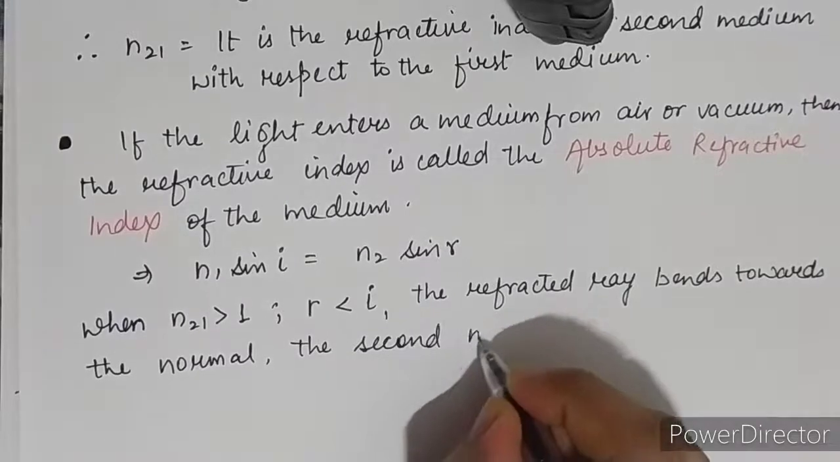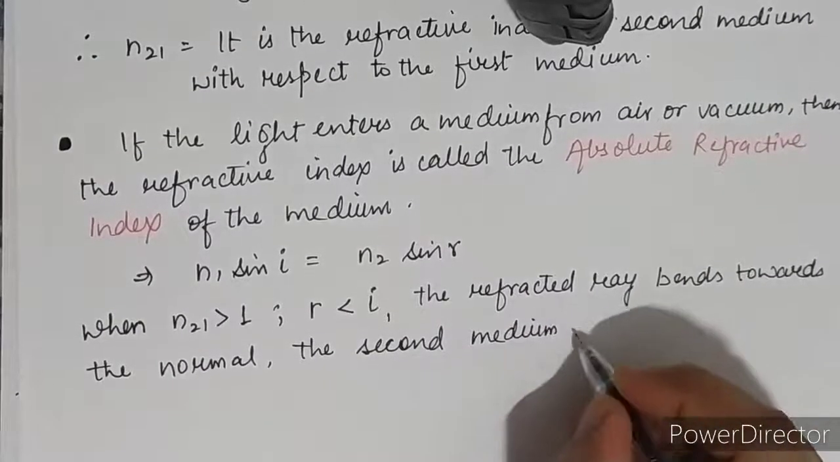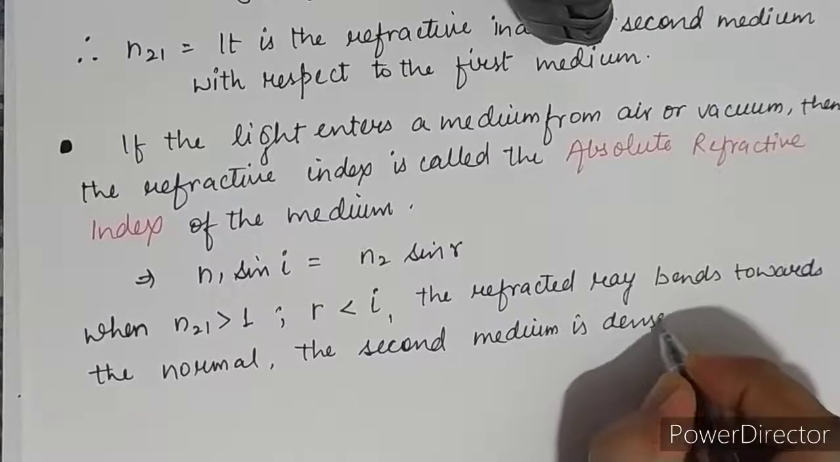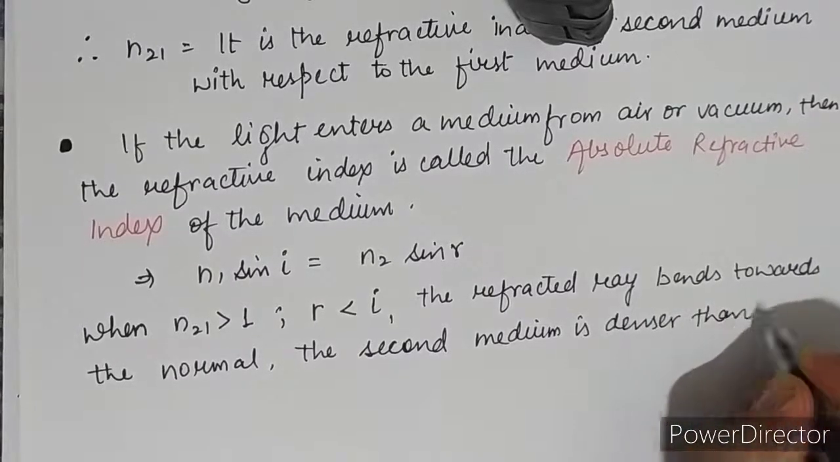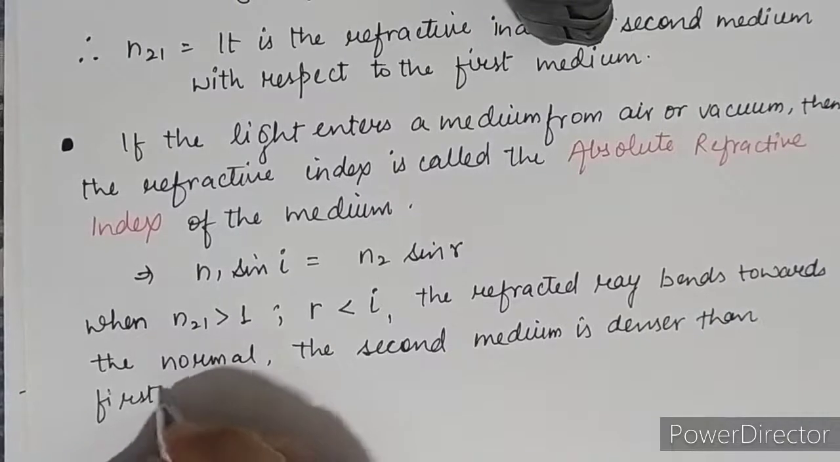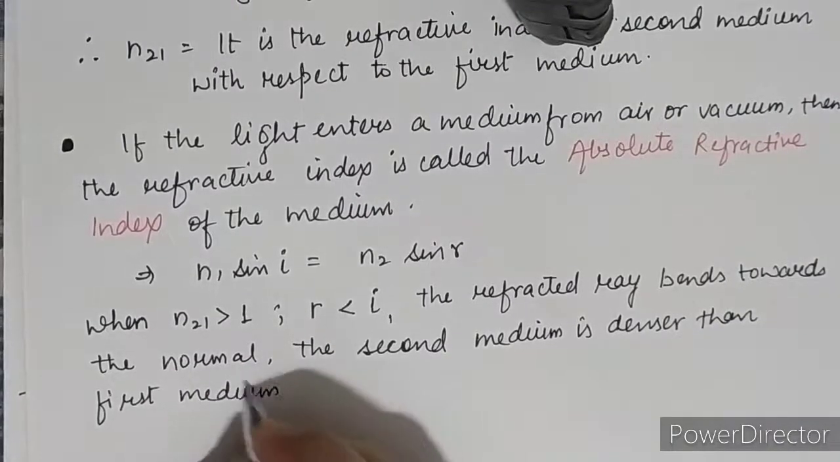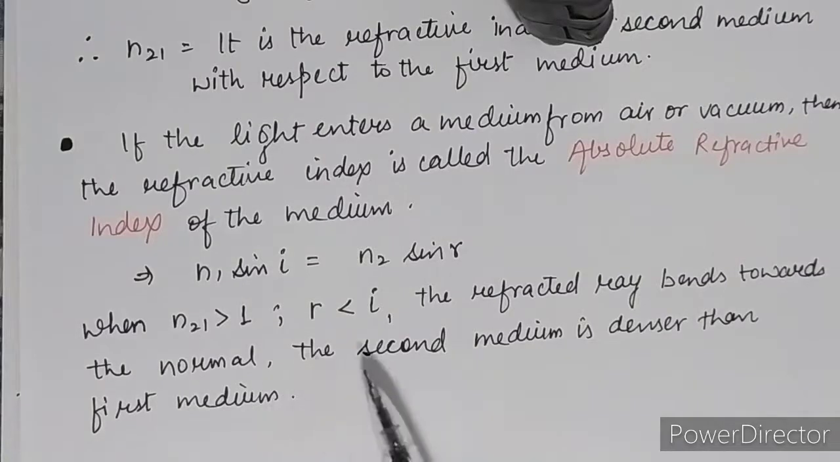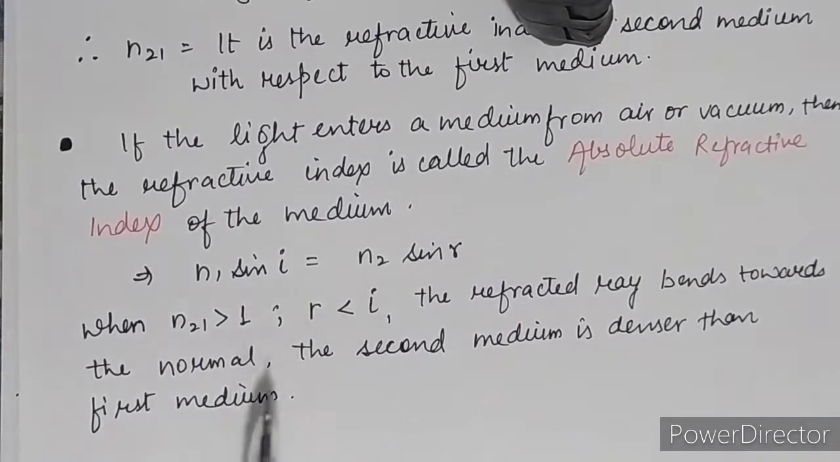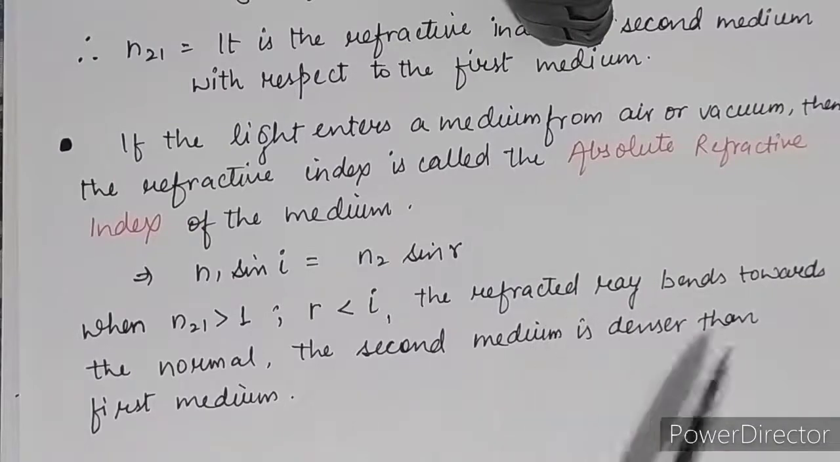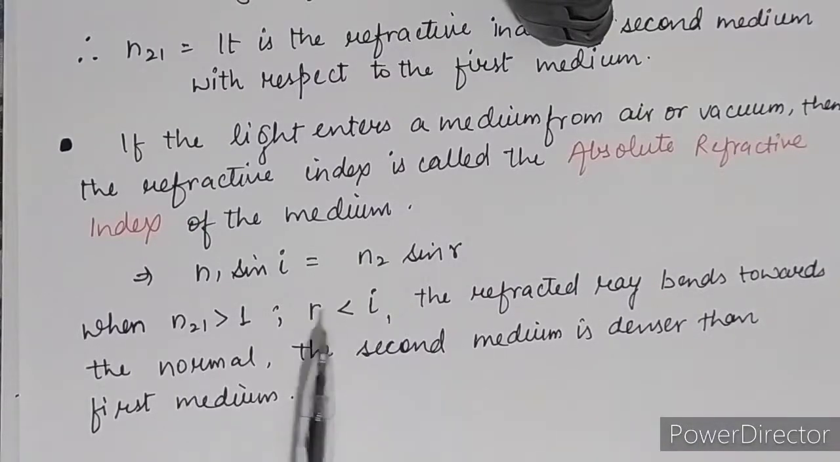And the second medium is denser than the first medium. What I am saying, beta, or in the reverse way, you can understand this thing: when the light ray is traveling in a rarer medium and enters the denser medium, then always the refracted ray is bent towards the normal, meaning angle I is greater than angle R. What I am saying, beta, when the light rays enter from rarer medium to denser medium.